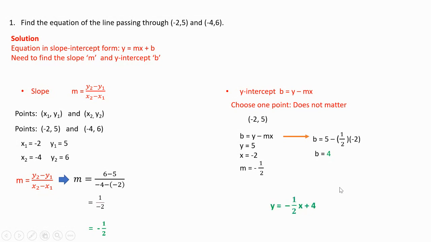So this is my equation in slope-intercept form. y = -1/2 x + 4. You see, this is my m, and this is my b, and I just solved for both. So again, this is the equation that we're looking for.